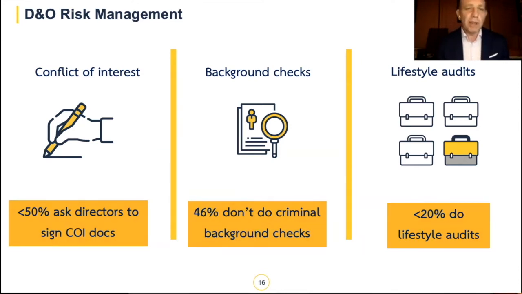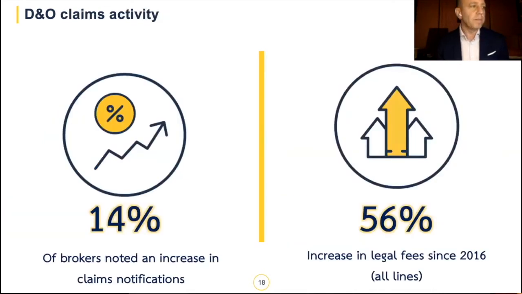46% of businesses don't even do criminal background checks on directors, which is strange because most businesses do on employees. Less than 20% do lifestyle audits. This is something new that we're starting to see happening, particularly in bigger companies. And that's really an early warning signal for corruption or bribes, etc. But not a lot of companies are doing that at the moment. That is something we expect to change going forward.